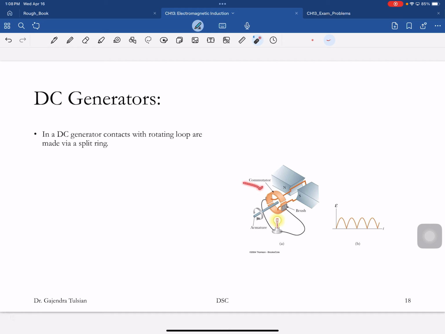So here's a DC generator. If the coil is hooked via the commutator and brushes like this, you get a DC signal like this.